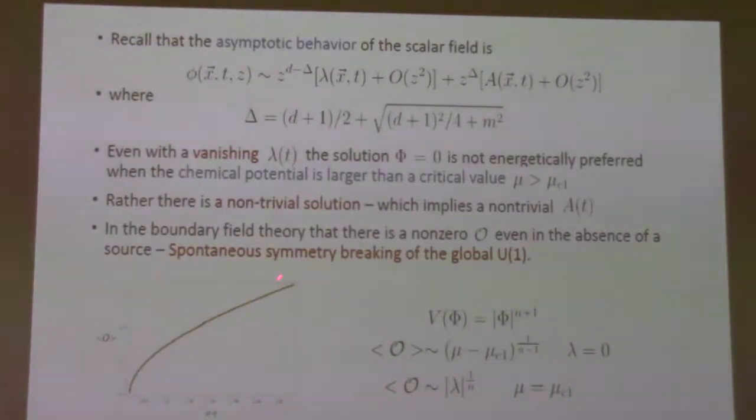Near the critical point, you can calculate the exponents in this particular model with this non-linear coupling, and I've given you what those are. If the potential I have introduced is like phi to some power, you can calculate the expectation value of that operator as a function of mu minus mu c, and also as a function of this non-linear term.